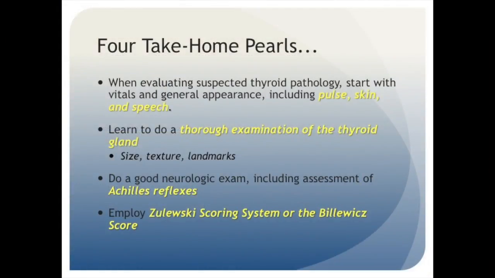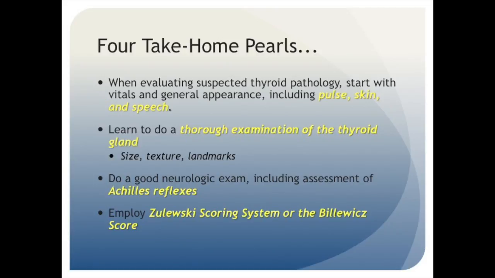In conclusion, I'd like to review 4 take-home pearls from this video. The first is that when you're evaluating a patient with any suspected thyroid pathology, the exam really starts with an examination of the vitals and the patient's general appearance. When you're examining a patient who may be hypothyroid, this includes looking at their pulse, checking the texture and temperature of their skin, and examining their speech. Second, it's key to learn how to do a thorough examination of the thyroid gland, noting position, size, texture, any notable landmarks, nodules, etc.